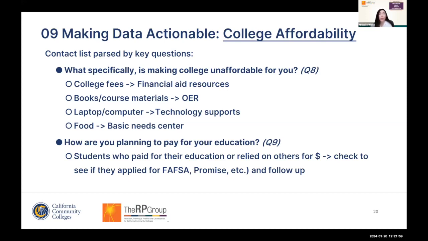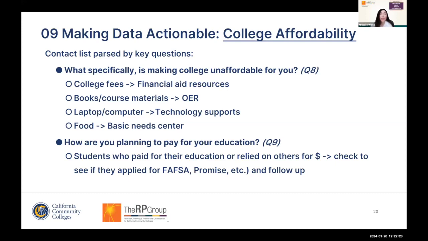If your students are saying books and course materials are a challenge, point them to open educational resources, your ZTC initiatives, helping them find other resources on campus. For instance, many libraries on campuses will offer sets of textbooks to students that they can check out. And then even book vouchers through EOPS. So it's about helping students find the resources they need based on what they're saying in the survey data.